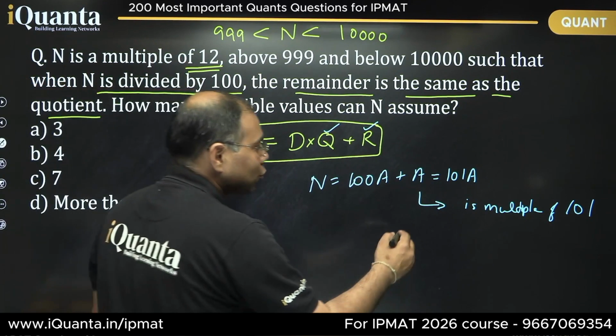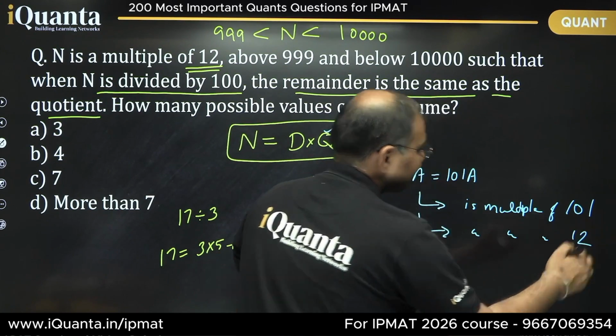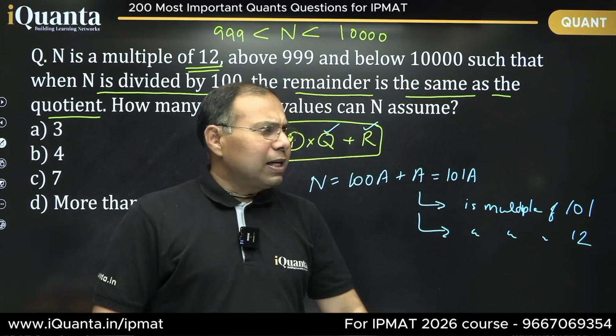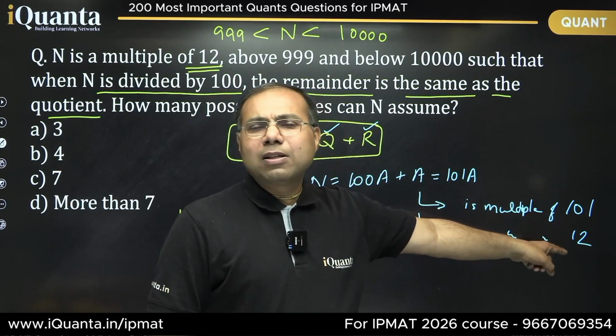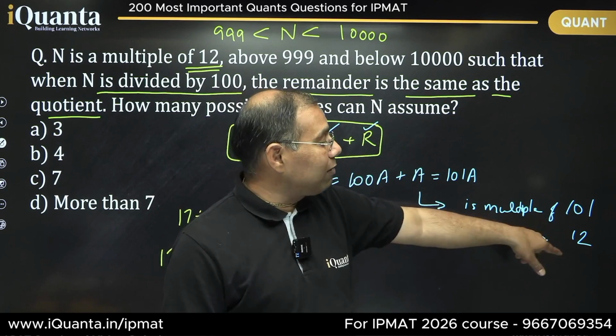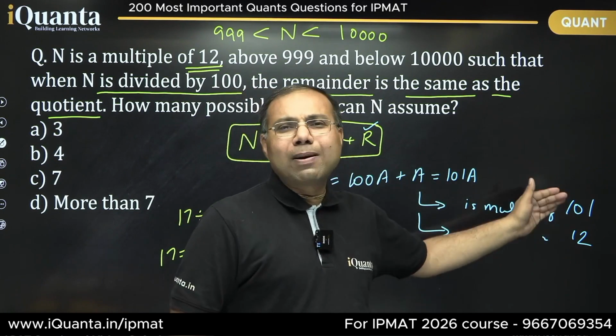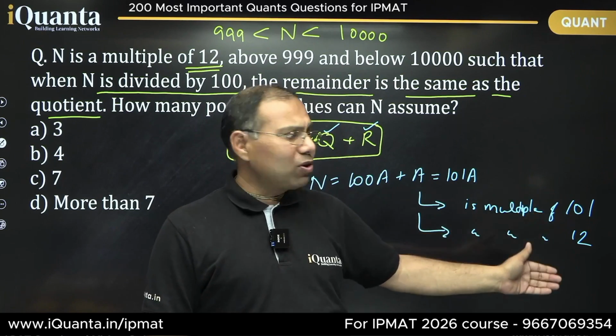In the first part of the sentence it was given that the number is a multiple of 12 also. Number is a multiple of 12. Do we see any common factor among them? Certainly not. That means when I say the number is divisible by or a multiple of 12 as well as 101, it is a multiple of their lowest common multiple. In this case, it is simply the product because there is nothing common.